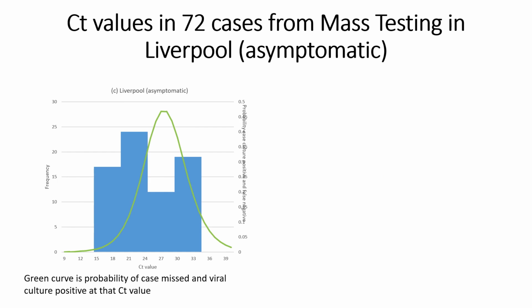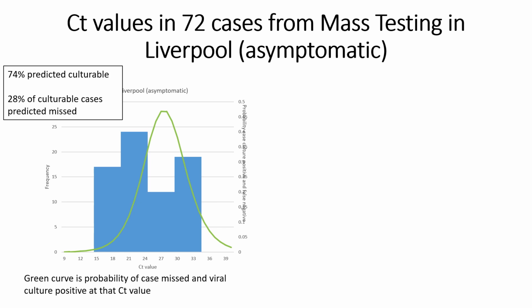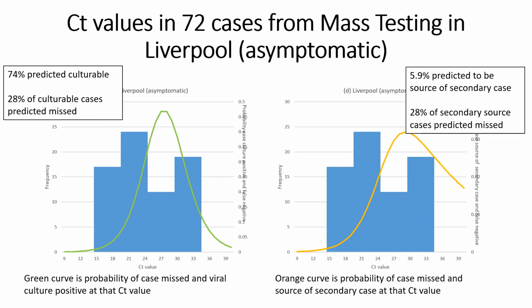And the green curve here, again, you can see the distribution is sitting right over the top now. The CT values in asymptomatic people in Liverpool were higher, meaning lower viral loads than in symptomatic people. This means that first of all, there are less culturable people in the data set, but the test isn't so good at finding them either. So the sensitivity here has gone down to 72%. And exactly the same result for the sensitivity when we look at the probability of secondary cases.